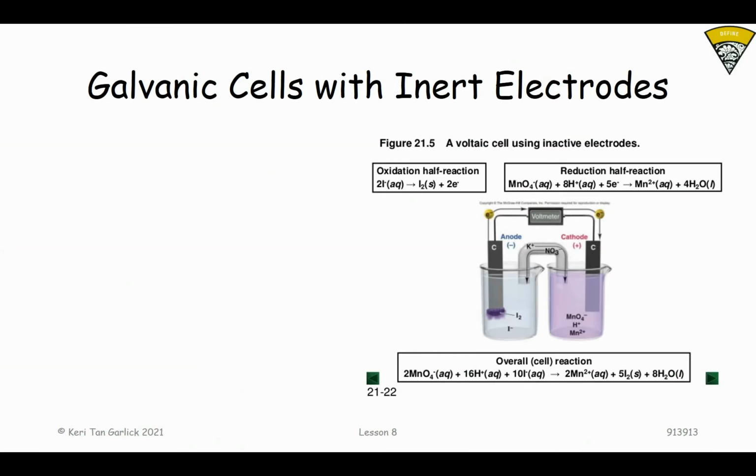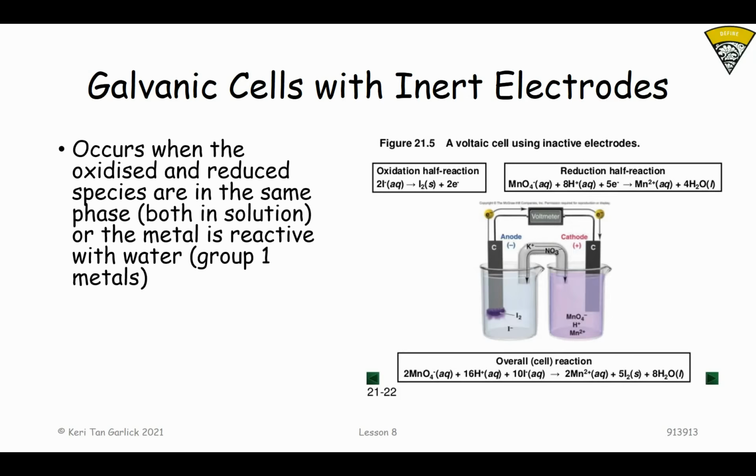Cool. So I hope you guys found that as a nice little recap. So when I talk about galvanic cells with inert electrodes, basically I'm talking about electrodes that are carbon-based, or the other thing that it could be is platinum-based, because platinum is a very unreactive metal.